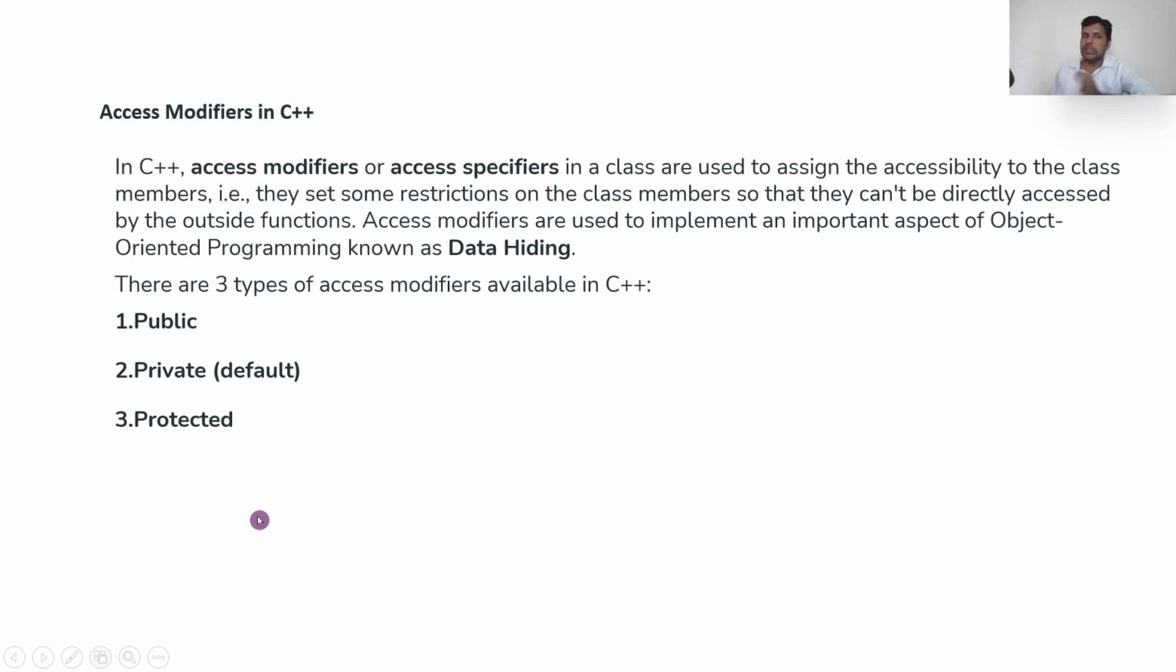There are three types of access modifiers: public, private, protected. Public and protected we have to specify, then only they will be public and protected. But if you don't specify, it will be considered private by default. You can write private, or if you don't write it, it will be considered private by default. Let us move to the first access specifier, public.